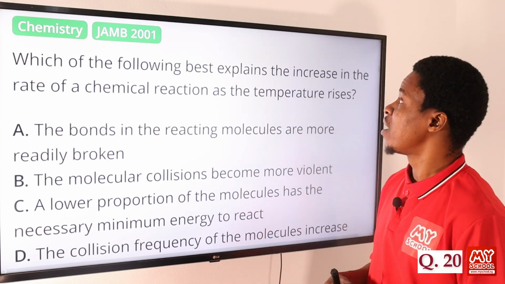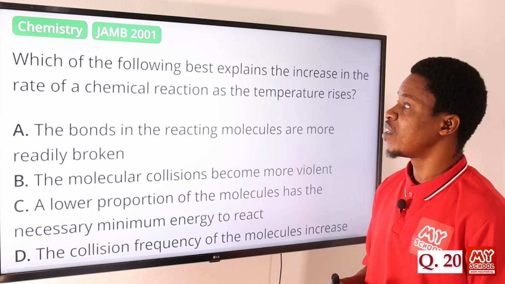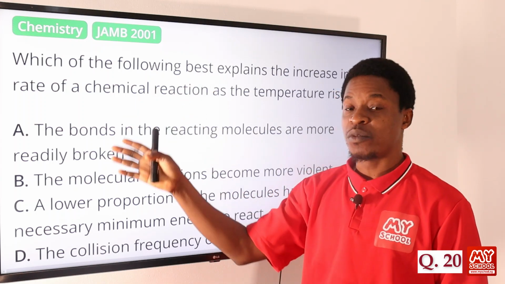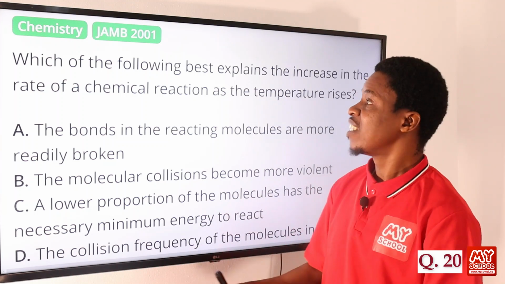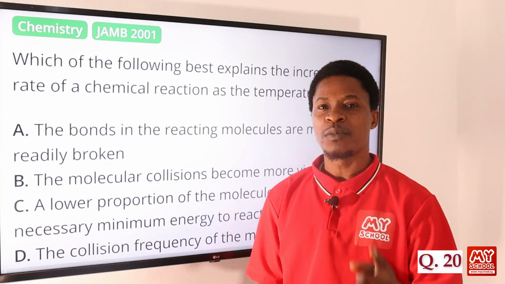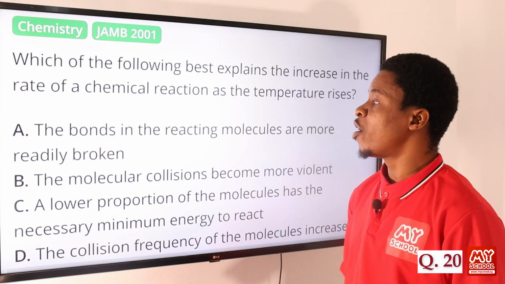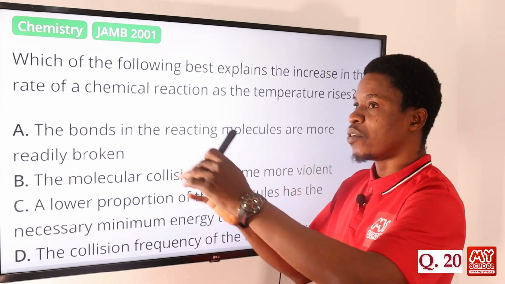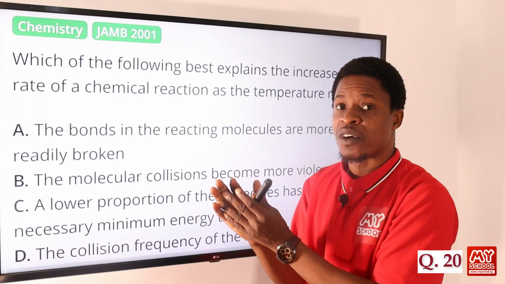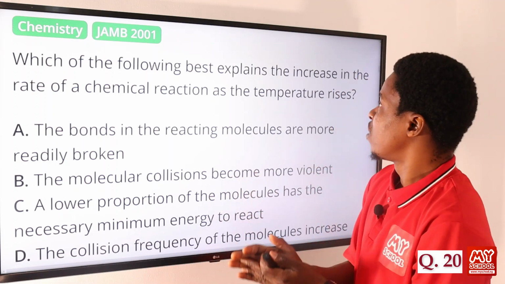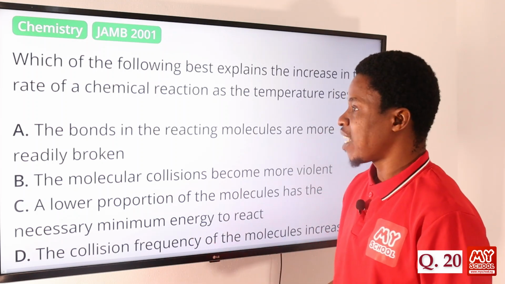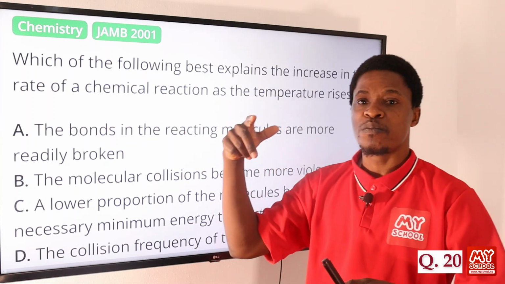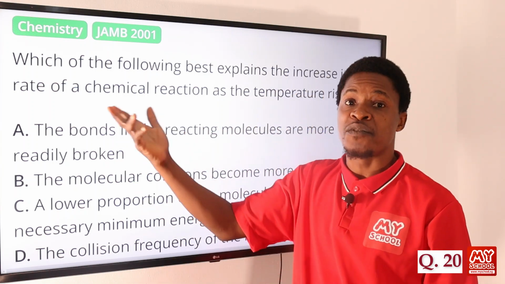Question number 20. Which of the following best explains the increase in the rate of a chemical reaction as the temperature rises? Underline the word best. It's possible that all of the options can actually increase the rate of chemical reaction, but which one is the best? Option A says the bonds in the reacting molecules are more readily broken. Yes, the bonds in the reacting molecules would have to be broken for reactions to take place, but we are talking about what increases the rate of a chemical reaction. Something actually makes it possible for the bonds to be more readily broken, and we are not told if that is involved.